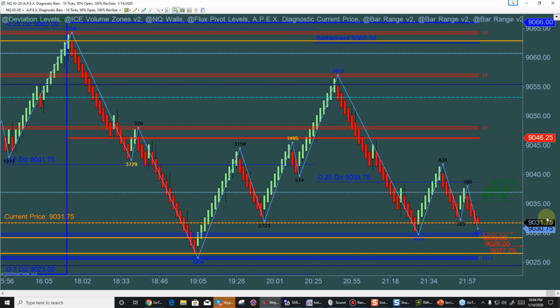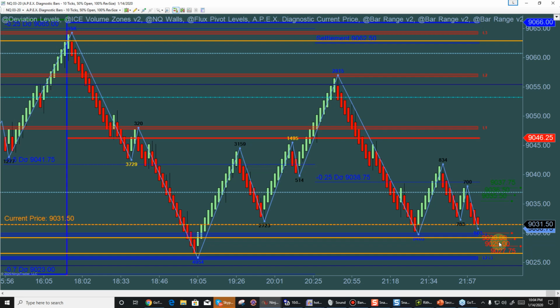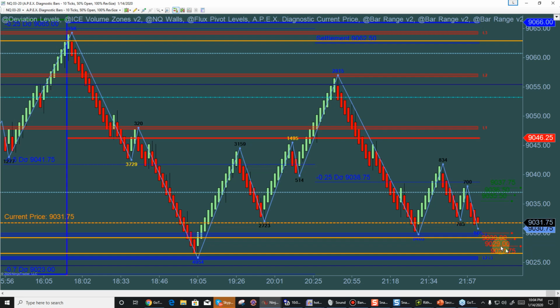And there we go. See how it hit it? And look at that. My second level is now 90.29. You see that? It was my third level. Now it's my second level. So if I would have got in right there on that tick, now that's my take profit, 90.29.